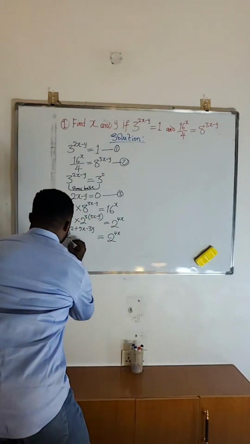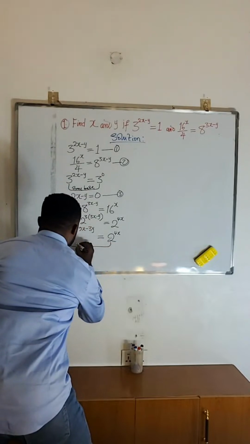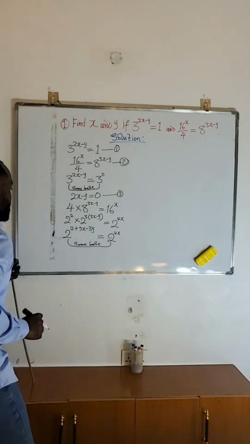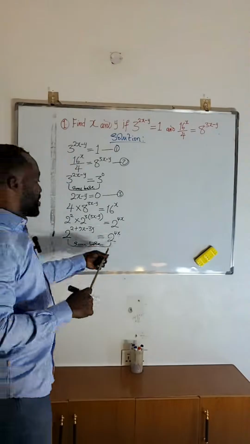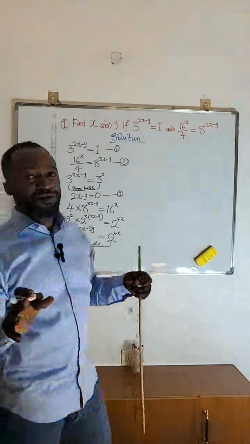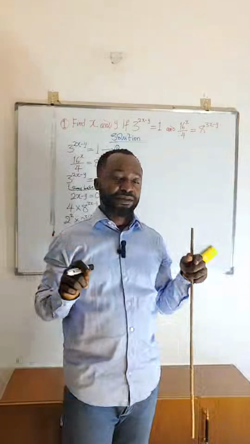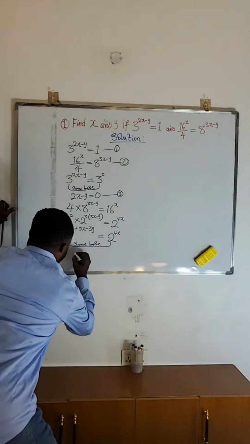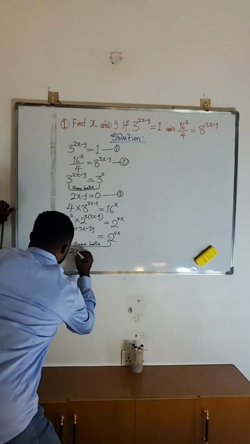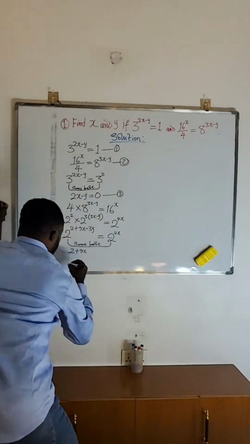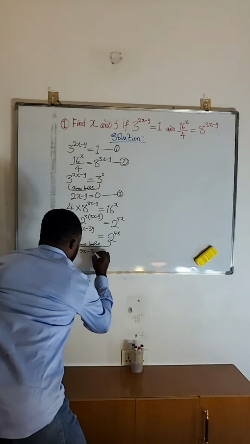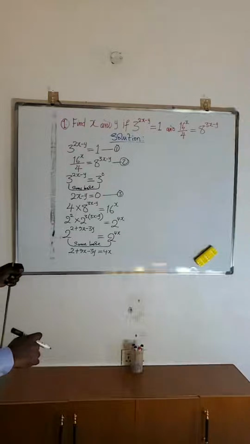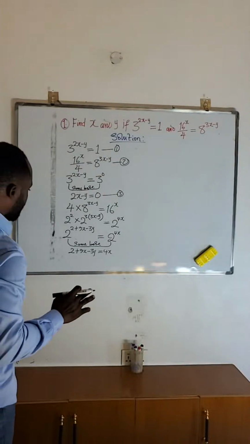Now we have come to a point where this has the same base. Same base. Since these two have the same base on both sides, we are going to equate their powers. So this will now be 2 plus 9x minus 3y equals 4x. Can you see that?